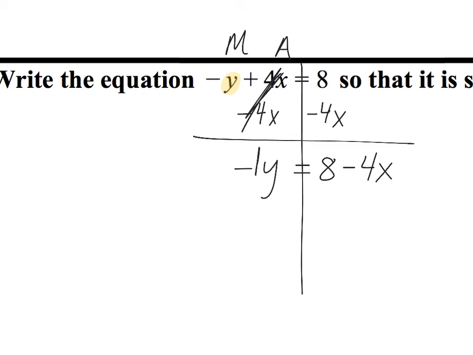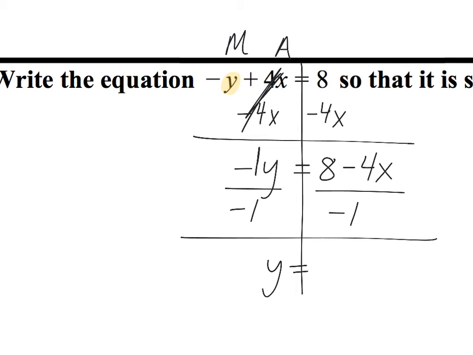Lillian up front, how do I get rid of the negative 1? Okay, because it's multiplied. And we get y is equal to, okay, you could think of it, this one should divide evenly. So 8 divided by negative 1. What's that? Negative 8. And then we'll do the same thing over here, negative 4 divided by negative 1. Positive 4x.